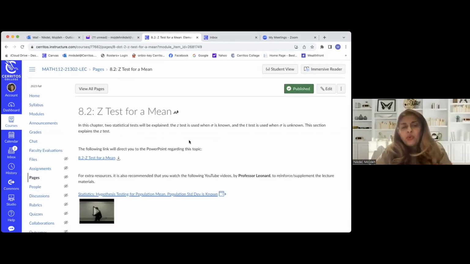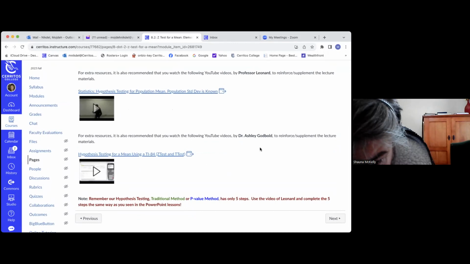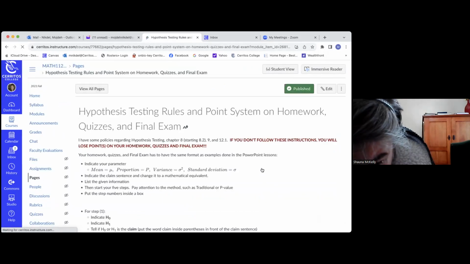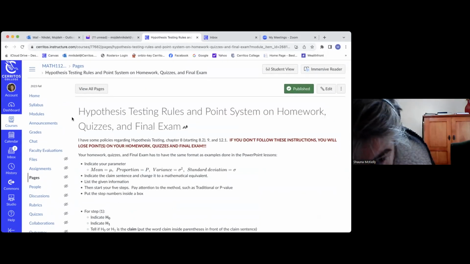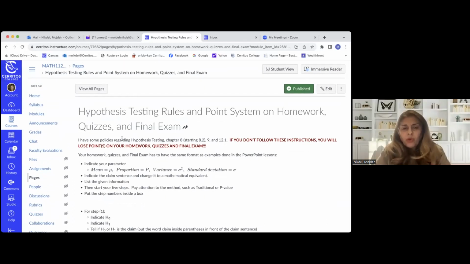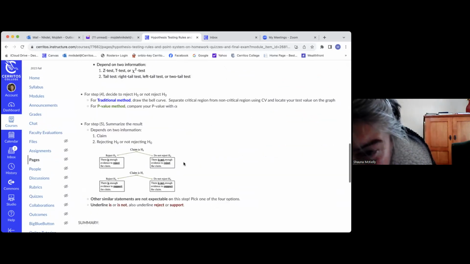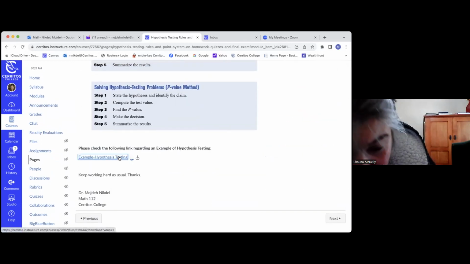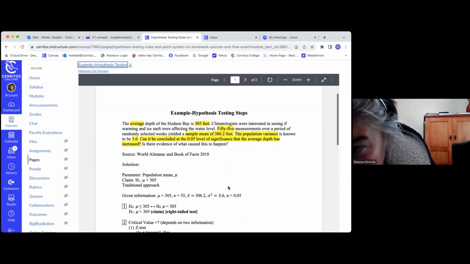If you go to the 8.2 lesson, is it 8.2, maybe 8.1? The hypothesis testing example is on the homework page. This is the hypothesis testing rules and point system on the homework, quizzes, and final exam. Please follow this. If you have questions about anything you're doing as far as your work, if it's right, if you're presenting it properly, I'm happy to answer that.